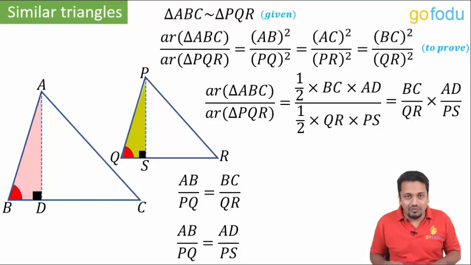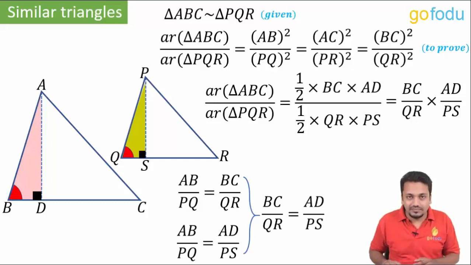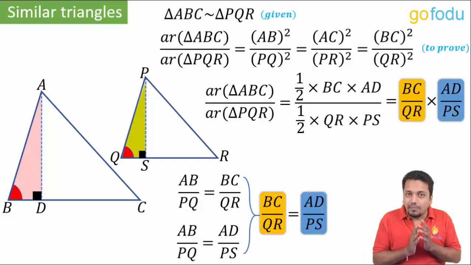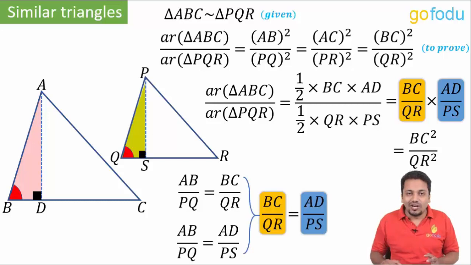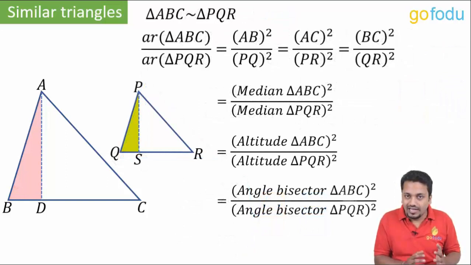Now left hand side is equal for these two. We can equate right hand side, right? So BC upon QR is equal to AD upon PS. So in place of AD upon PS, here we can write BC upon QR and get BC square upon QR square. Similarly, this can be proved for other sides as well. Okay. And of course, we can write an extended version of this property like this.